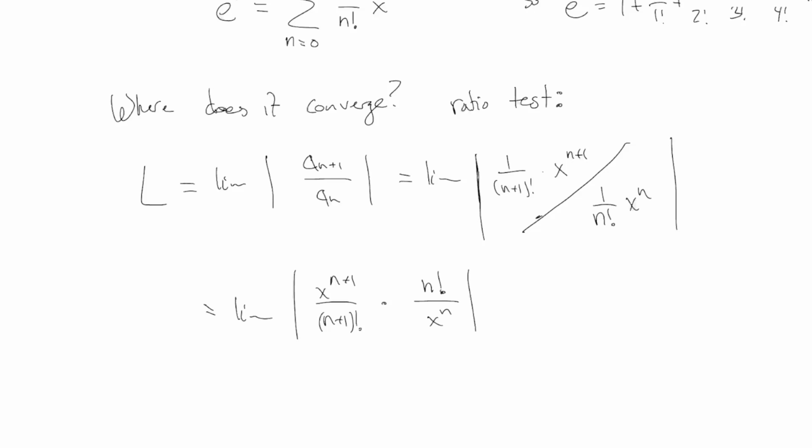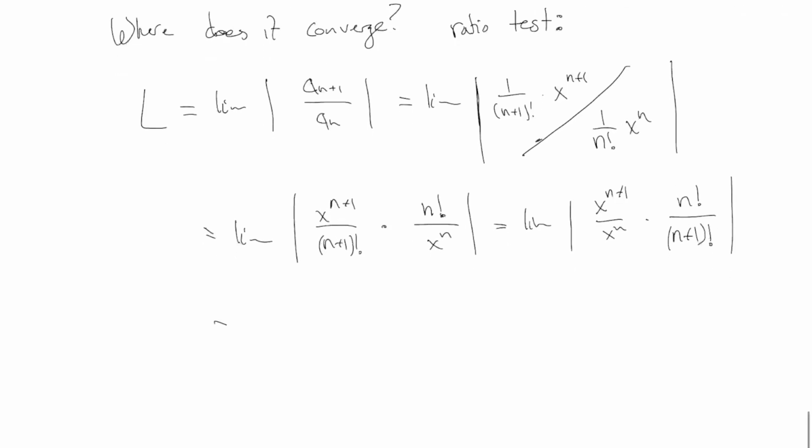This is very similar to what we were doing last time. Put the x's together: x to the n plus 1 over x to the n. And then also this other thing, the factorials: n factorial over n plus 1 factorial. We never had to deal with factorials last time. Don't worry about it. It'll be fine. Anyway, that first part just becomes x, right?